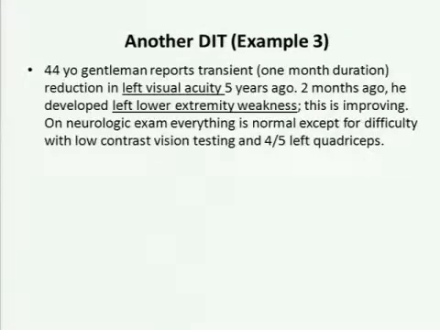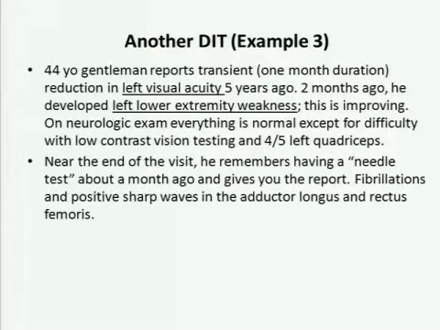So now take the same guy, and you forgot to do his reflexes. He's got 4 out of 5 left quadriceps. Then near the end of his visit, he says, I had some needle exam about a month ago, and he's got fibs and positive sharp waves in adductor longus and rectus femoris. So it's looking like he may have a radiculopathy. So now does he have dissemination in time?